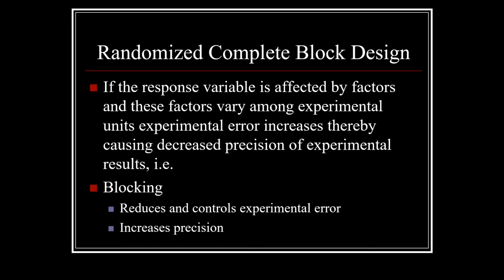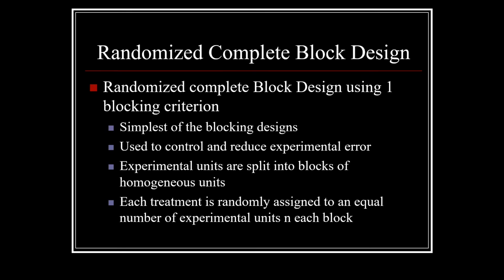Now, if our response variable is affected by factors, and these factors vary among experimental units, our experimental error increases, and this causes decreased precision of experimental results. So, what does this mean? This means blocking reduces and controls experimental error and increases precision. Now, the simplest randomized complete block design uses one blocking criteria. We can use it to control and reduce experimental error. Our experimental units are split into blocks of homogeneous units, and each treatment is randomly assigned to an equal number of experimental units in each block.